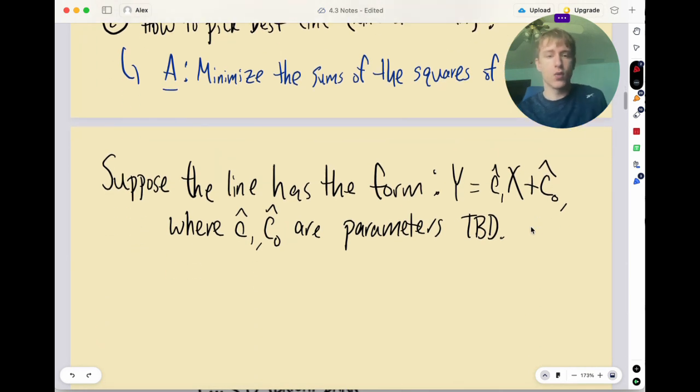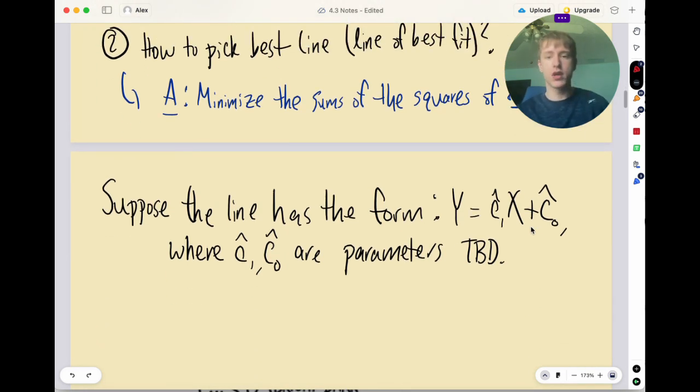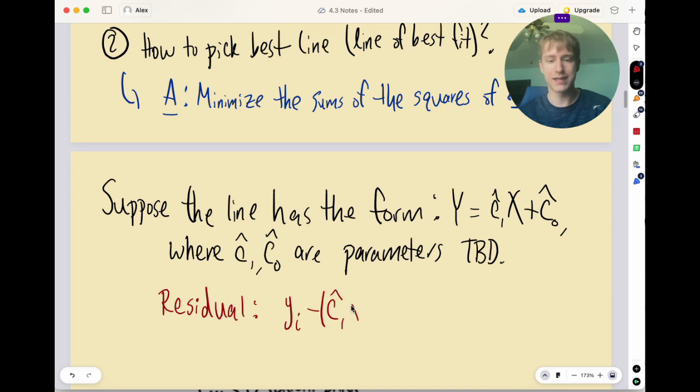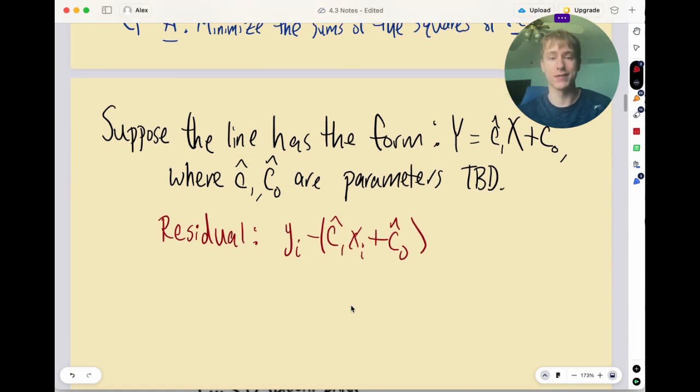Okay, so in order to minimize the sums of the squares of the residuals, we note that the residual is really going to be something like y sub i minus c1 hat x sub i plus c0 hat, right? So that's kind of step 1, is figuring out what that residual is. Step 2, we're going to square the residual. Okay, so all we're going to do is just take this quantity and square it.